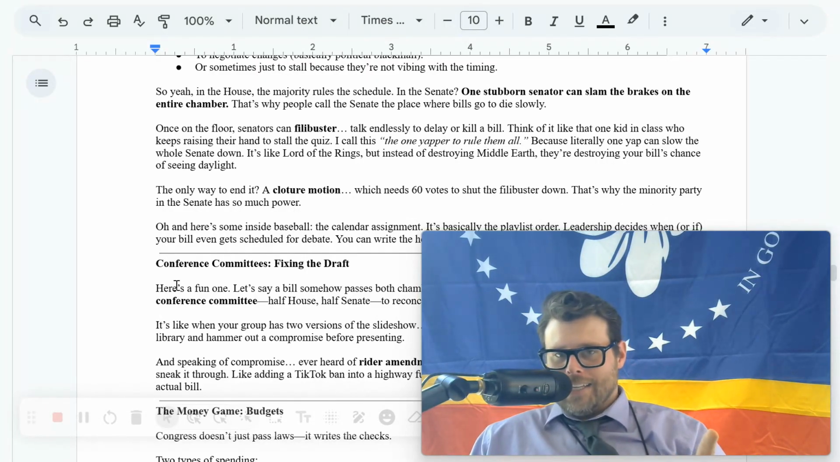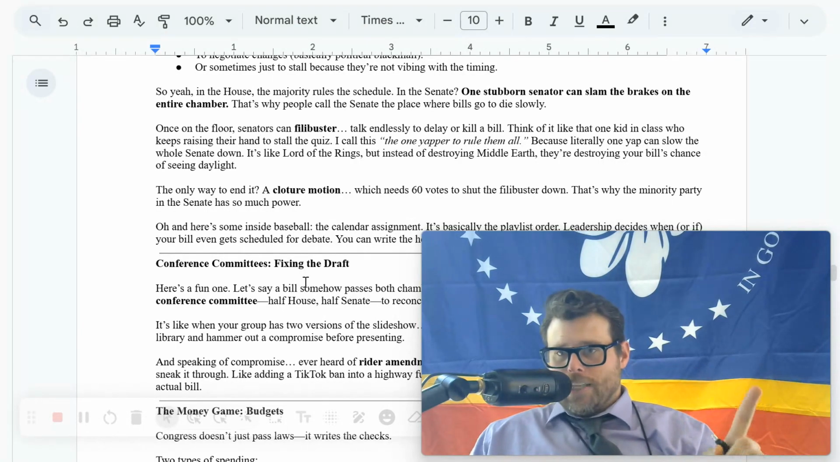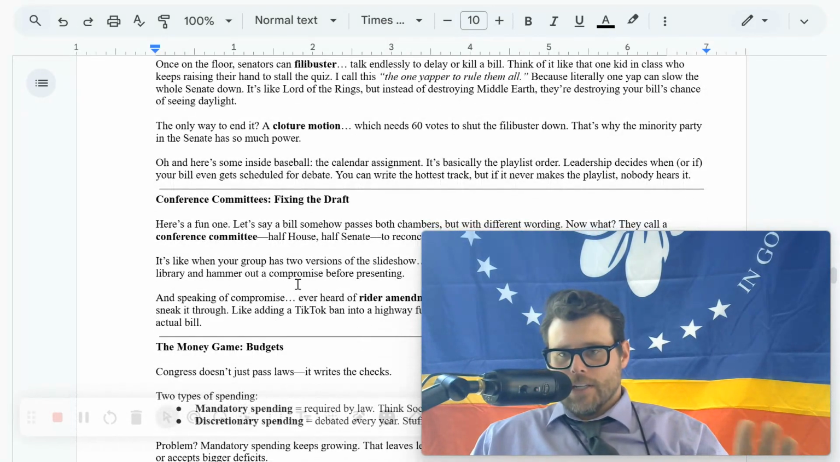The only way to end it, a cloture motion. Cloture motion. It needs 60 out of 100 senators to vote to shut down the filibuster. That's why the minority party at this moment, the Democrats in the Senate, still have so much power. They have a lot of safeguards against the majority power, the Republicans.